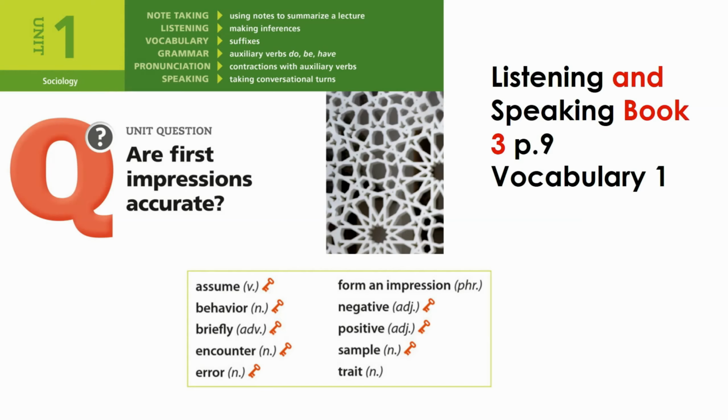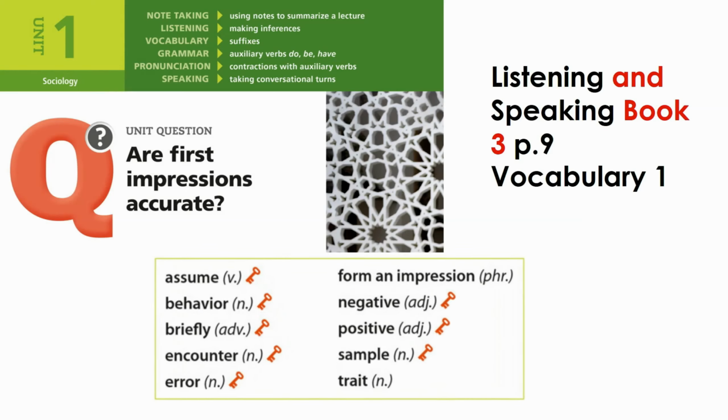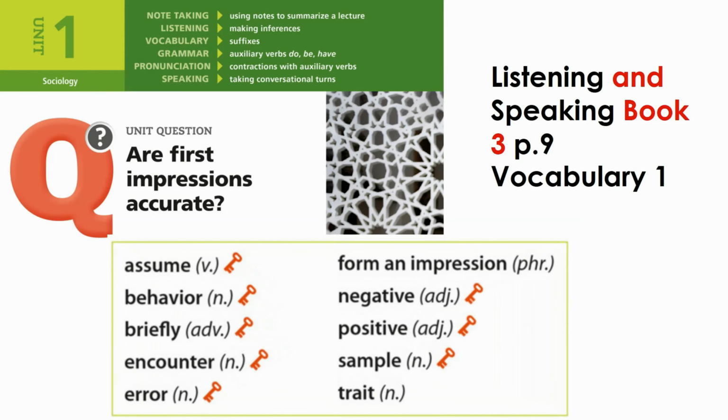We'll be dealing with the words assume, which is a verb, form an impression, which is a phrasal verb, behavior, which is a noun, negative, which is an adjective, briefly, which is an adverb, positive, which is an adjective, encounter, which is a noun, sample, which is a noun, error, which is also a noun, and trait, which is also a noun.